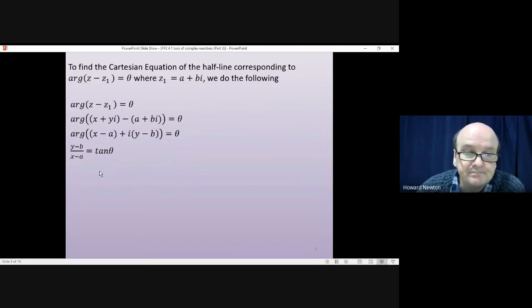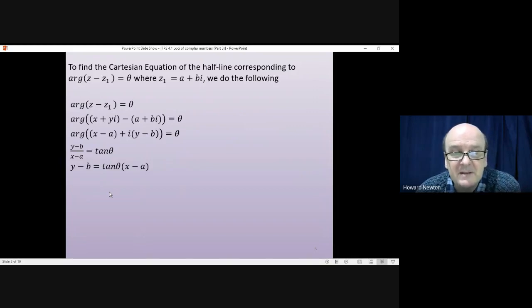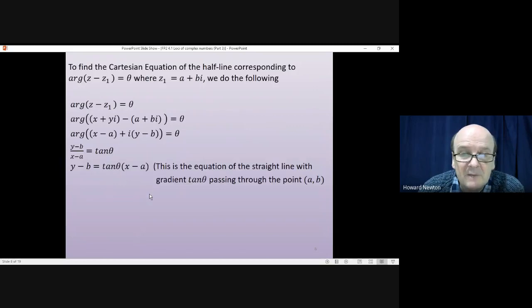Rearranging that gives us y minus b is equal to tan theta into x minus a, which is the standard form for a straight line, where you know what the gradient is. In this case, it would be tan theta, and you have a fixed point (a, b). More frequently, you'd see that written as y minus y1 is equal to m into x minus x1.